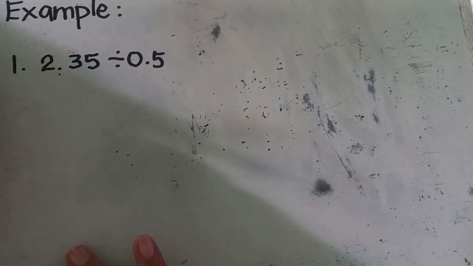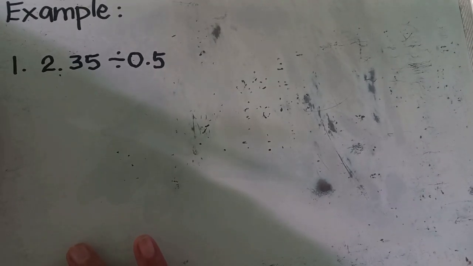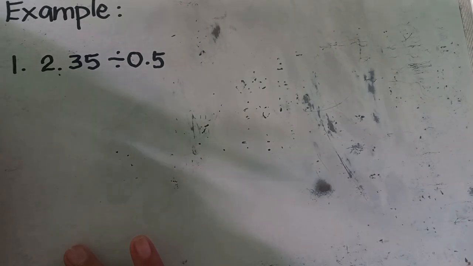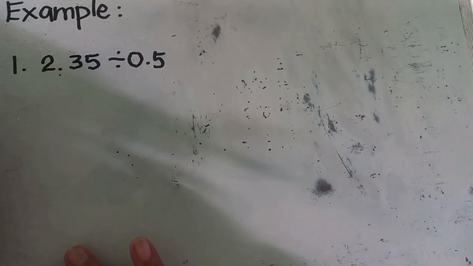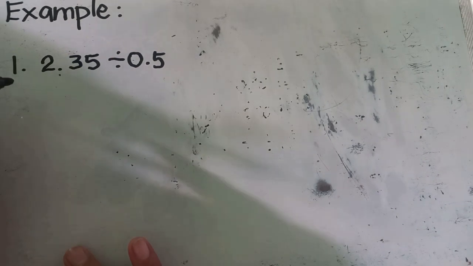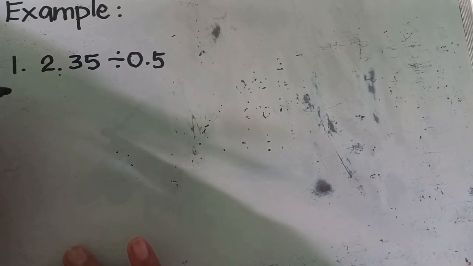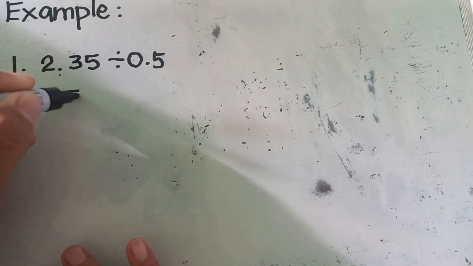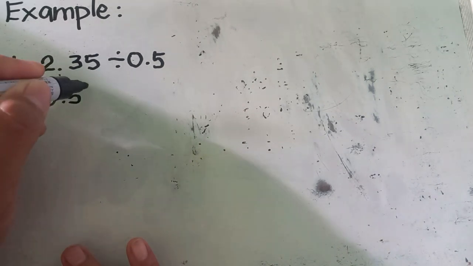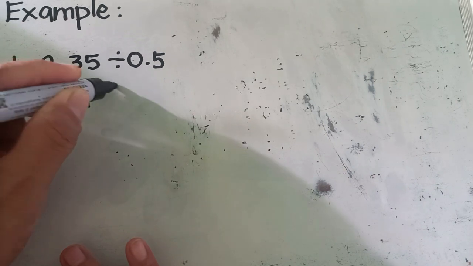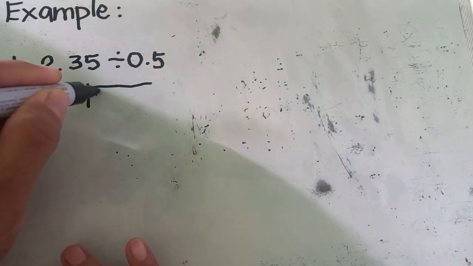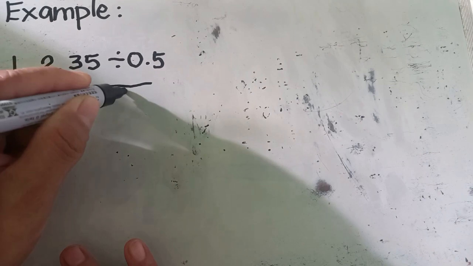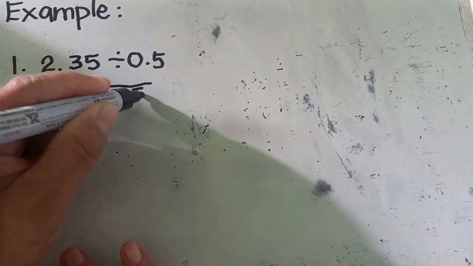How to divide decimal numbers? We have here an example: 2 and 35 hundredths divided by 5 tenths. So we will write this one like this: 0 and 5 tenths as our divisor, and our dividend is 2 and 35 hundredths.